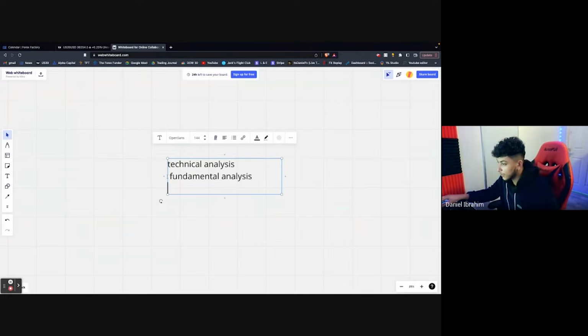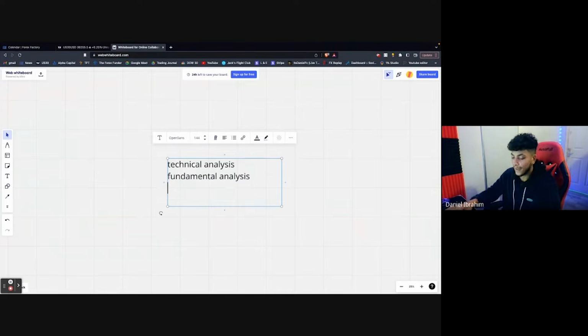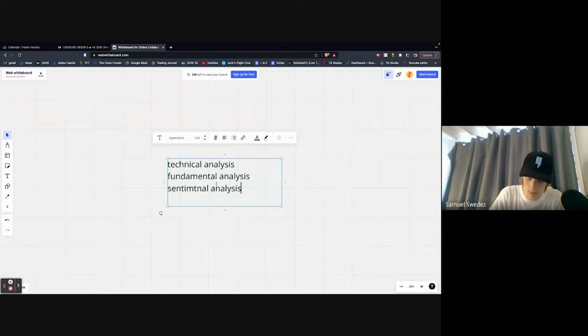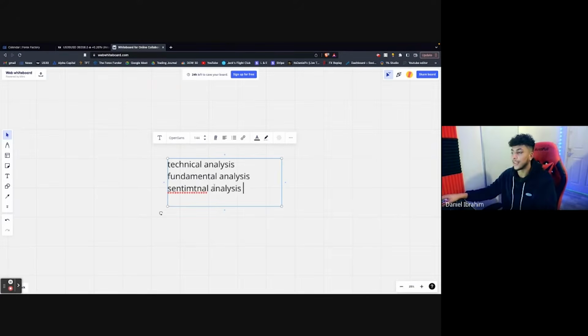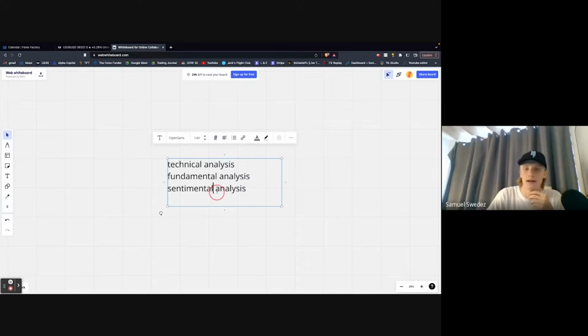So we have fundamental analysis, which is looking at economics, news, stuff of that nature. And then we have sentimental analysis, which is all about understanding the psychology of other traders, essentially the feel of the market. What are other people likely to do? What are other people looking at? Is this a buy? Is this a sell? The psychology of the market.